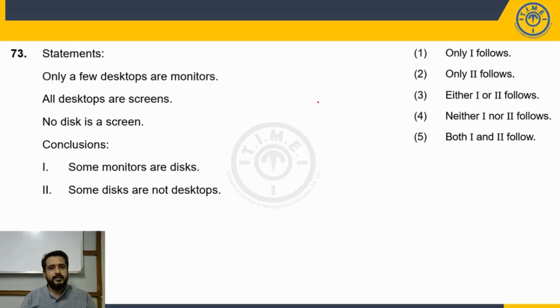So let us draw the basic diagram for the given statements. Only a few desktops are monitors. So some part of the desktops should be outside the monitors. At least some part should be outside the monitor. All desktops are screens. So all desktops are within the screens.